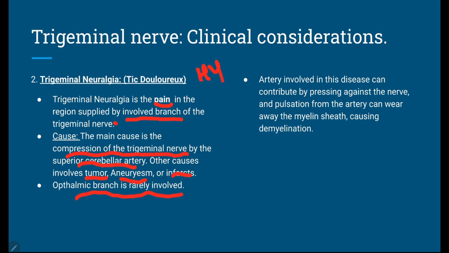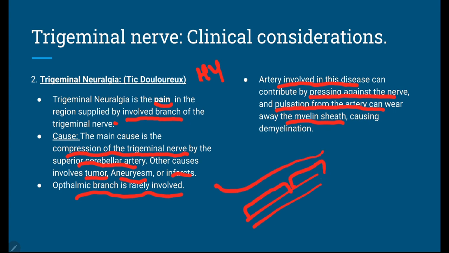So how is the artery involved in this disease process? The artery contributes to it by pressing against the nerve, and the pulsation from the artery can wear away the myelin sheath, causing demyelination. So for example, this is the axon and this is the myelin sheath going on, and there is an artery going on there. If there is an aneurysm or something and the artery is pressing on this myelin sheath, it will cause the demyelination.